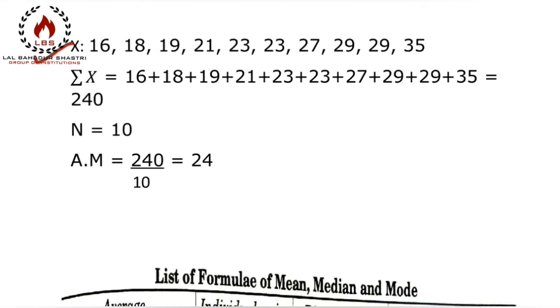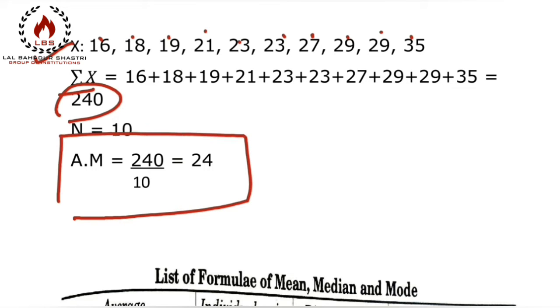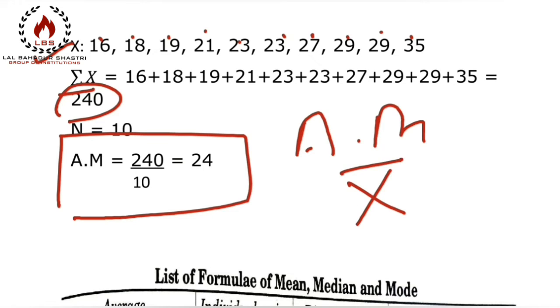Now these are the observations: 16, 18, 19, 21, 23, 23, 27. Sigma x is the summation of all the observations. So 16 plus 18 plus 19 plus 21, so it is 240. And n is equal to the number of observations: 1, 2, 3, 4, 5, 6, 7, 8, 9, 10. So 240 divided by 10 is the arithmetic mean. Either you use arithmetic mean like this, or you can also denote it by x bar.